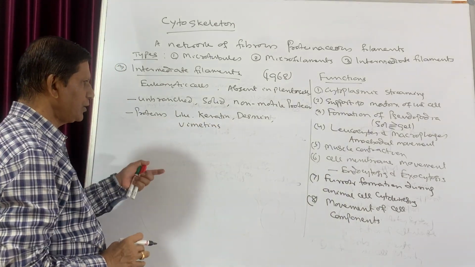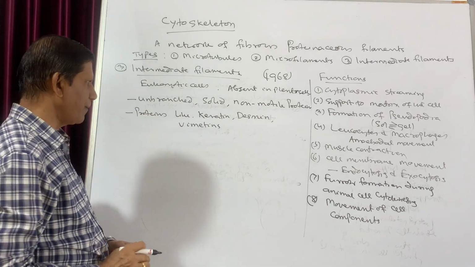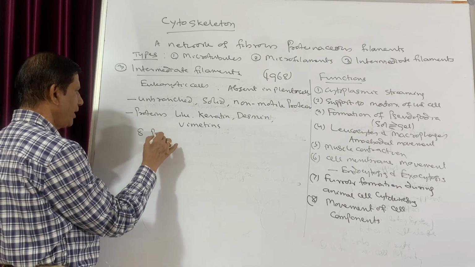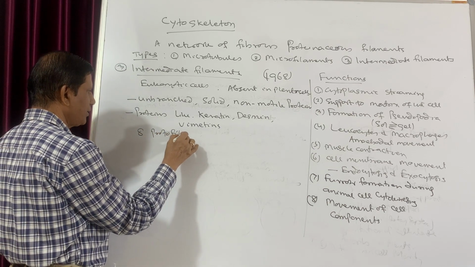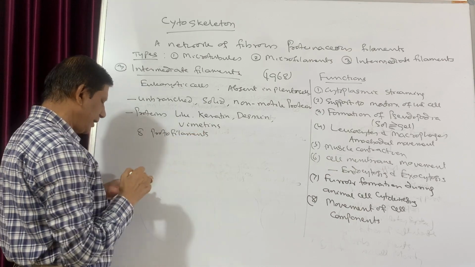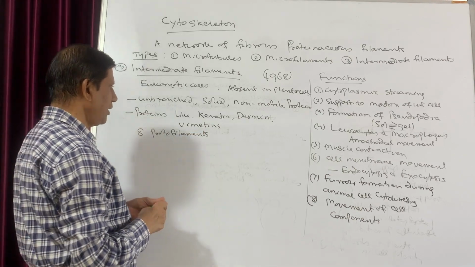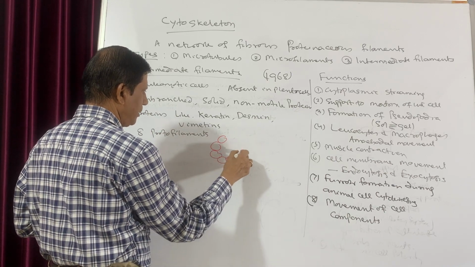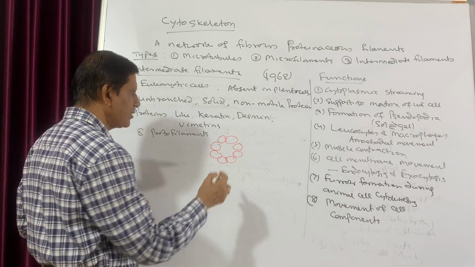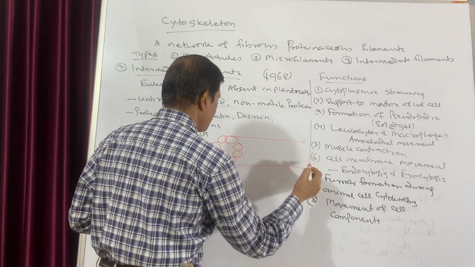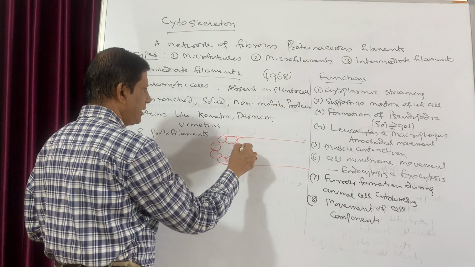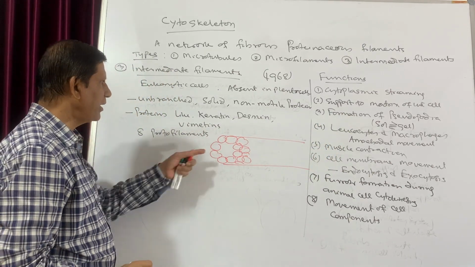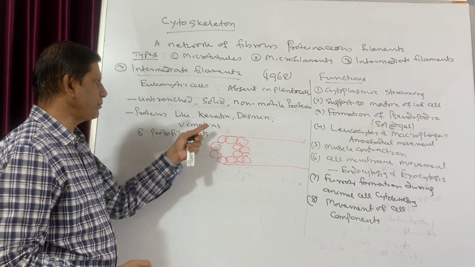Depending upon this, if we come to the structure, the intermediate filament consists of 8 protofilaments. If you draw a structure, it looks like this. These are 8 protofilaments, and it gives a rod-like structure, and it may be made of protein, either keratin or desmin or vimentin.